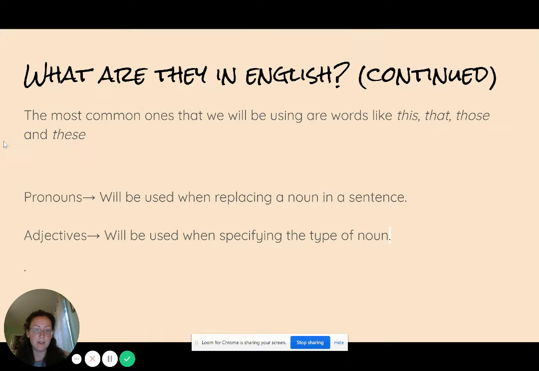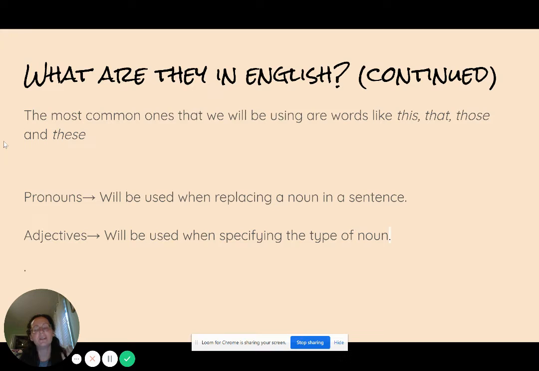So in Spanish and in English, demonstratives can fall under the category of pronouns or adjectives, depending on the situation in which we use them. So if we're using a demonstrative pronoun, it will be replacing a noun in a sentence like a pronoun does. So if I wanted to say, those are for you, the word those is the subject. Or if I was saying, that is for the teacher, the word that would be the pronoun. It will be the subject of the sentence.